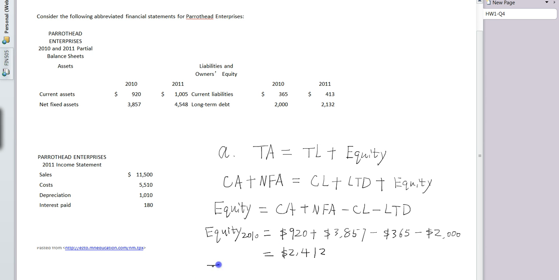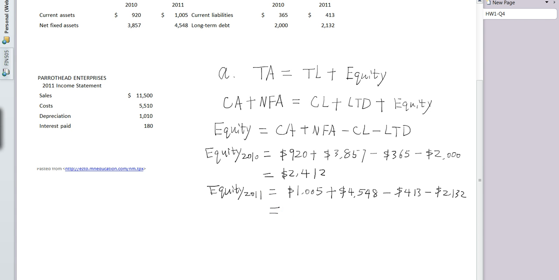And similarly, we can also get equity for 2011. Just plug in different numbers. 1005, that's the current assets. And net fixed assets, that's 4548. And current liabilities, that's 413. And long-term debt, that's 2132.